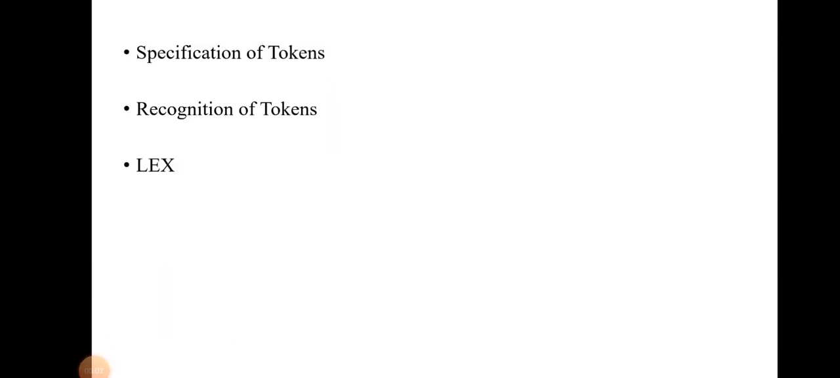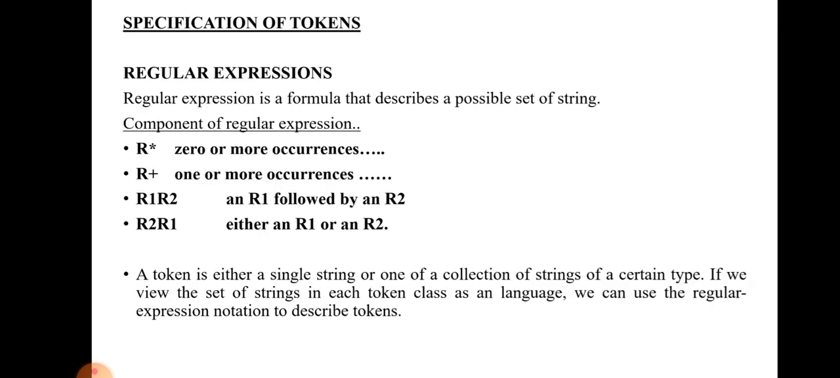In this video, we are going to see what is specification of token, how we can recognize a particular token, and what is lex. The first topic is specification of token. We already know what is token. A token is a sequence of characters which have some collective meaning. So how can we specify the token?